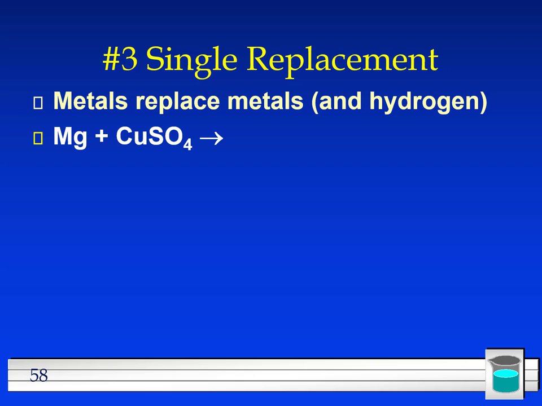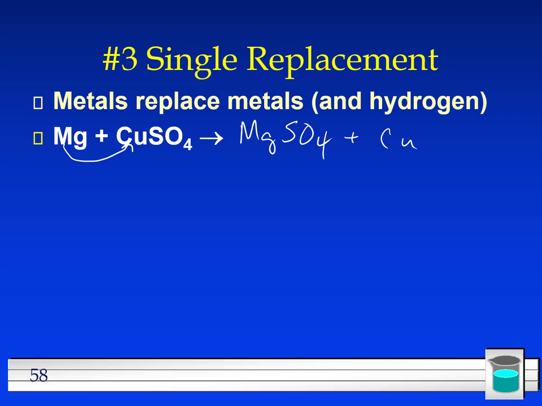Okay. What am I going to make? Well, the magnesium is going to take the place of the copper. So magnesium is going to replace the copper. So magnesium is going to end up next to SO4. I keep the 4 because sulfate's a polyatomic ion. Polyatomic ions stay together. And the Cu is going to end up by itself.